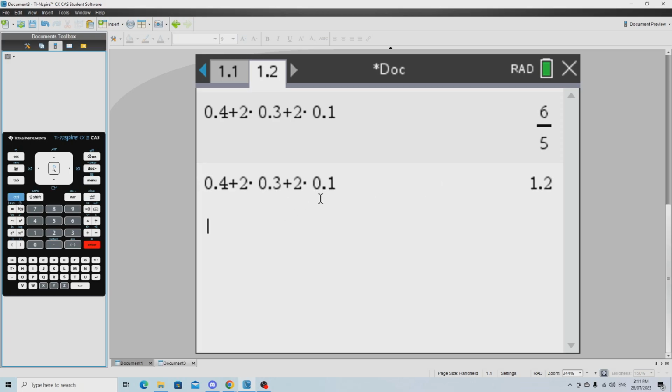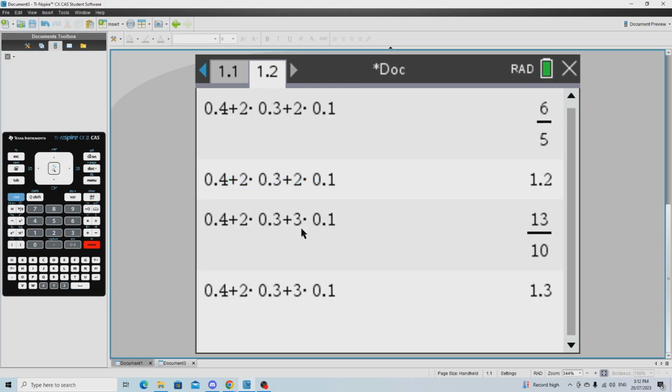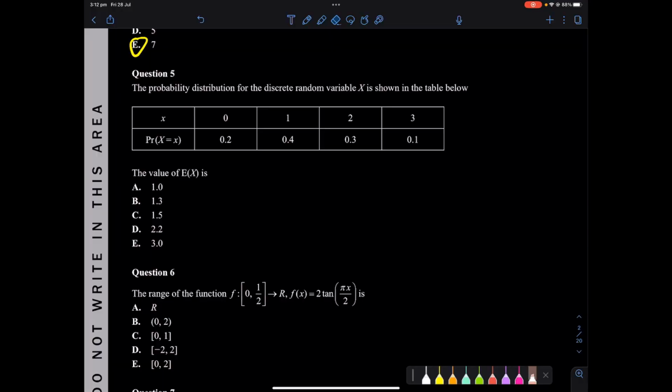Okay, have I done anything wrong? Because it's not... So wait, let me double check. So 1 times 0.4, 2 times 0.3, times... Okay, here. Oh, I've accidentally put... It's supposed to be 3. Okay, 1.3. So B is your answer.